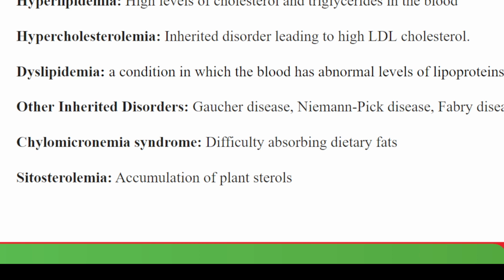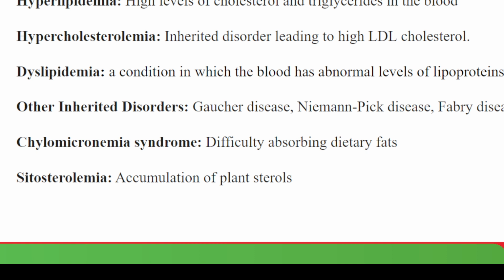Then we have dyslipidemia, which is a condition in which the blood has an abnormal level of lipoproteins. You have a substantial amount of lipoproteins in your body that are higher beyond the normal levels. And then we have other inherited disorders, which include Gaucher disease, Niemann-Pick disease, Fabry disease, and among others.